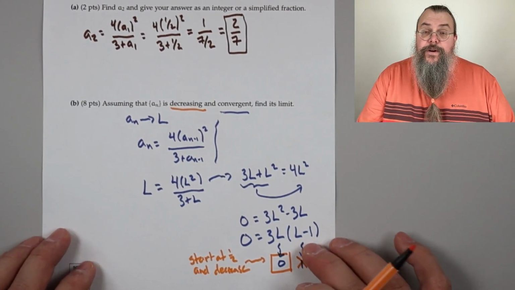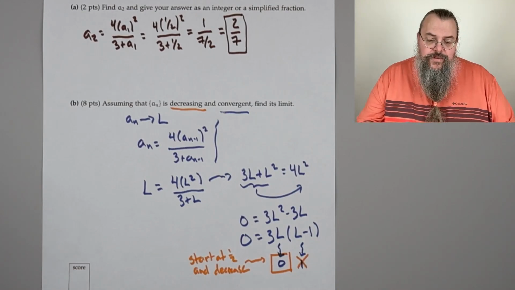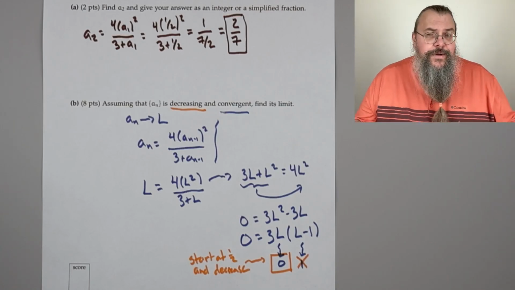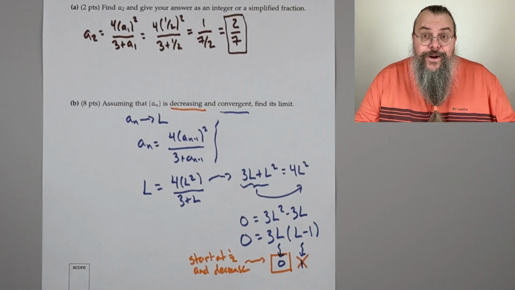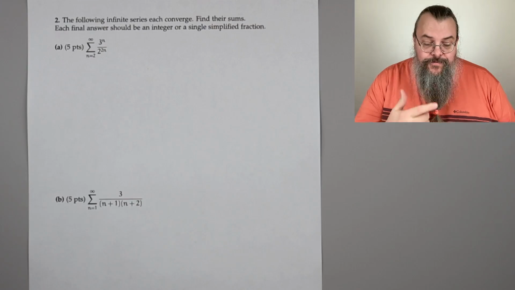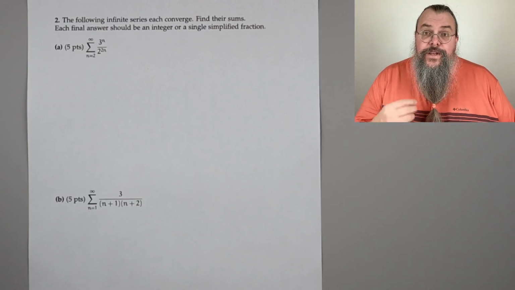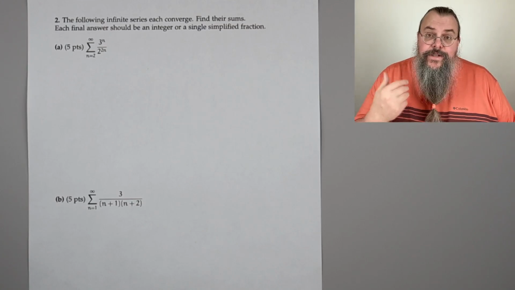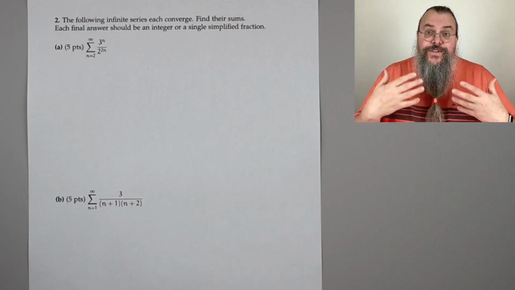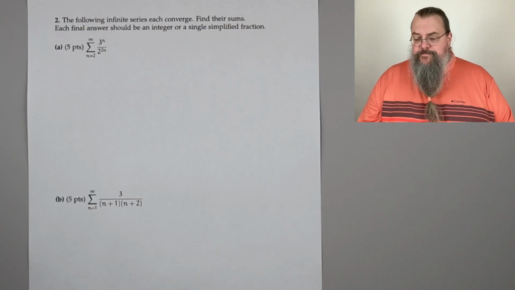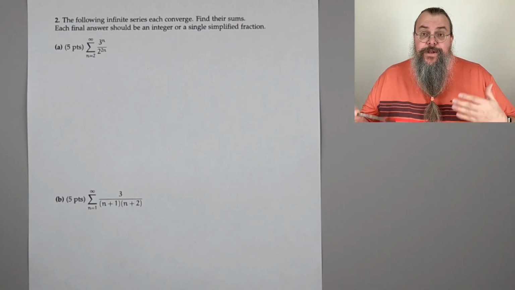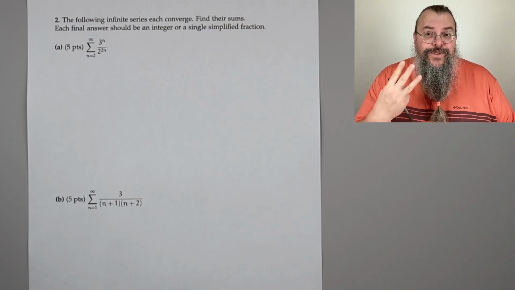Well, now we have our sequence done. And remember, a sequence is essentially a series of numbers. And now we'll probably turn and do something where we start adding. All right, well, let's see what the next problem has for us. Number 2. The following infinite series each converge. Find their sums, and each final answer should be an integer or a single simplified fraction. So we've got to clean it up once we're done. All right, well, when we're trying to find series, and we know they converge, there's more or less 3 candidates.